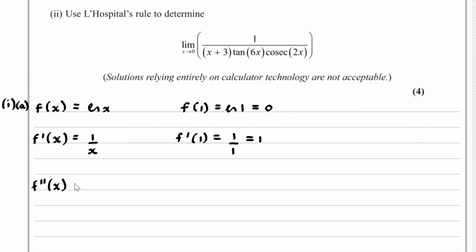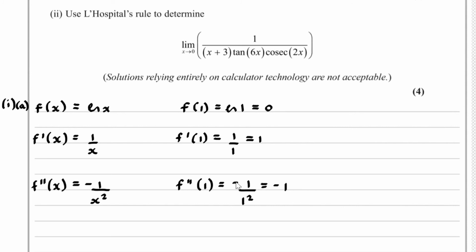f double dash of x, we've got minus 1 over x squared, and so f double dash of 1 is equal to minus 1 over 1 squared, which is minus 1.